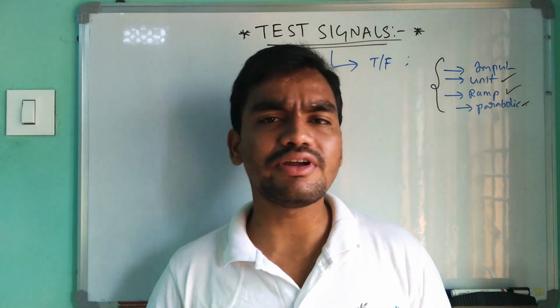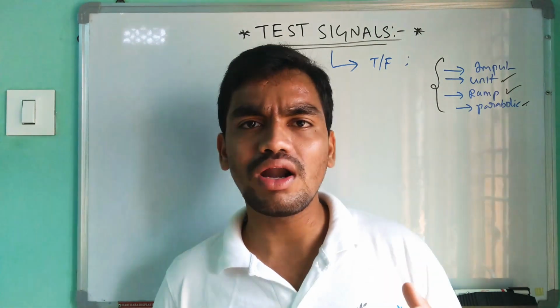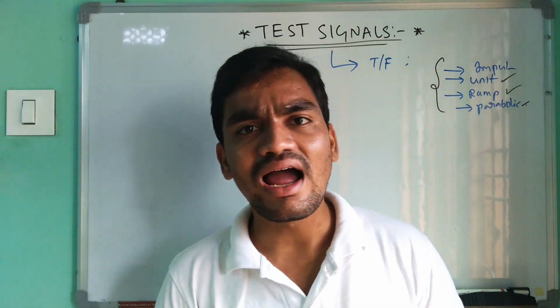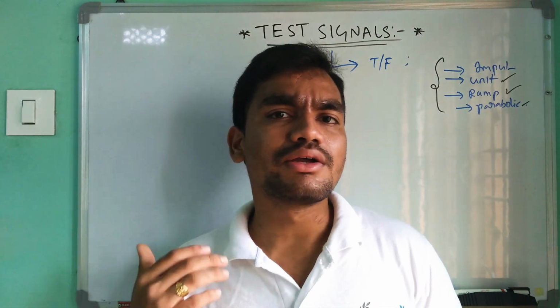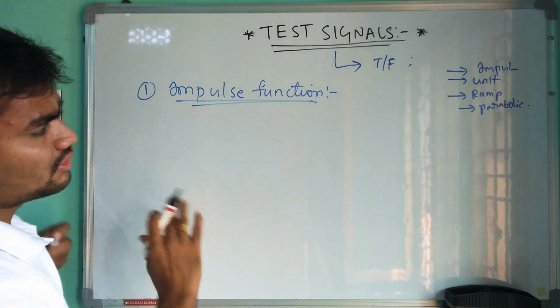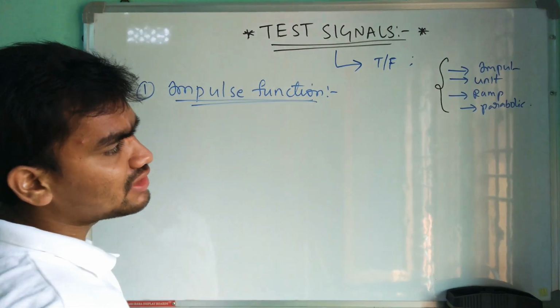If you watch these two videos consecutively, you will get the idea of why the unit step function is called the basic or standard test signal. In this video we are going to discuss the impulse function, followed by the unit step function, the parabolic function and the ramp function. The following sequence will be followed for all the different test signals that we are going to see in this video.